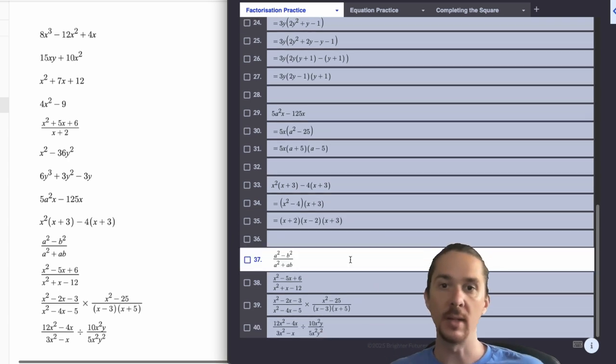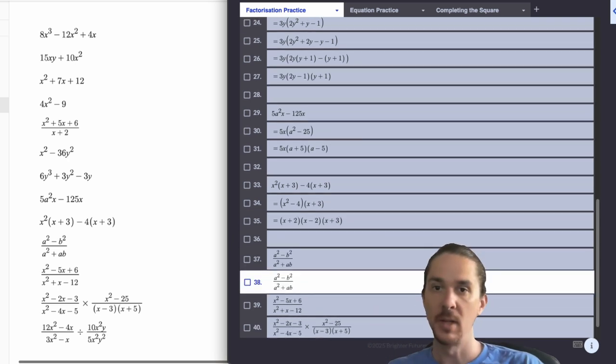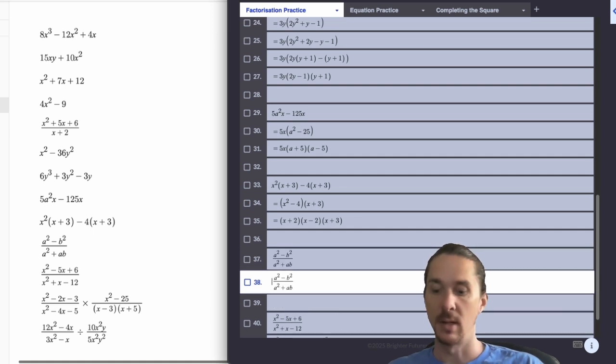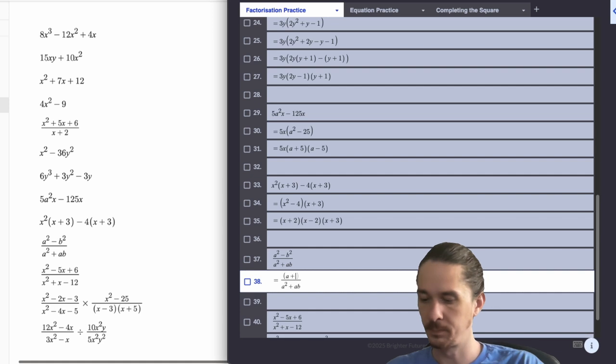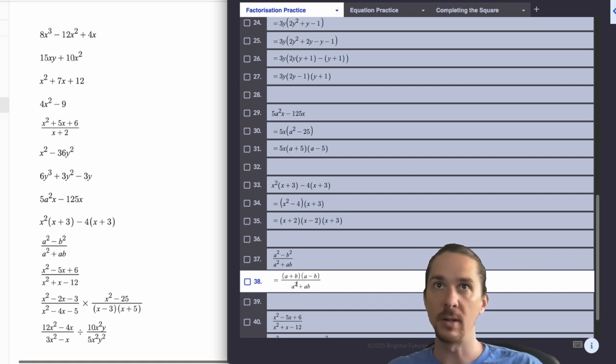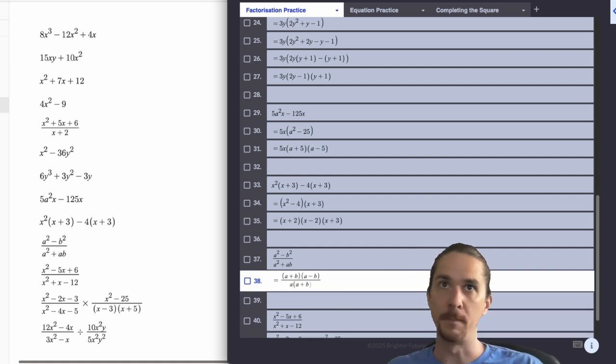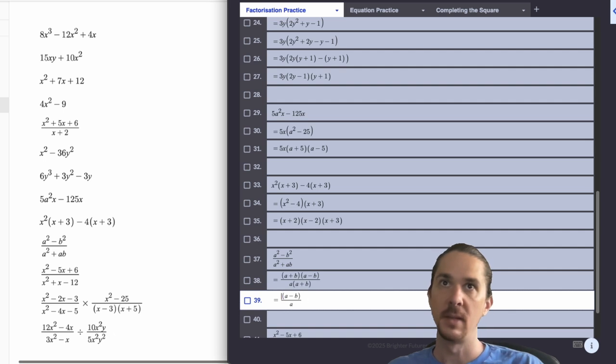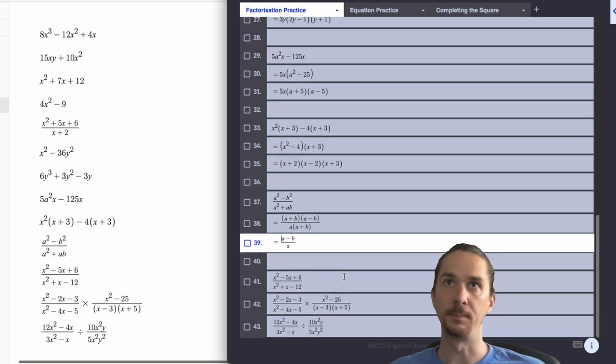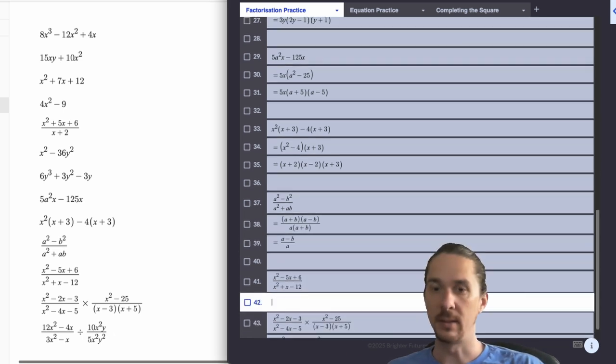Okay, so I've thrown in at the end here a bunch of examples with algebraic fractions. So let's jump into these ones. For this one here, we have a difference of 2 squares in our numerator. So this will be a plus b times a minus b. And the denominator here, we have a times a plus b, which means that we can cancel out the a plus b's. And so our answer is just going to be a minus b over a. That's our final answer.